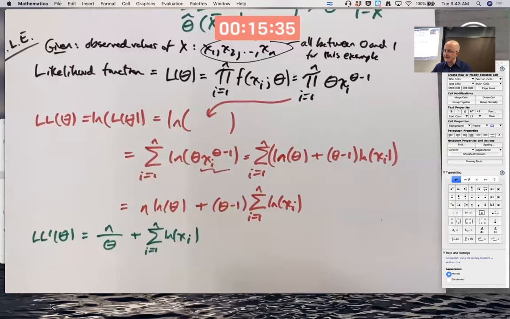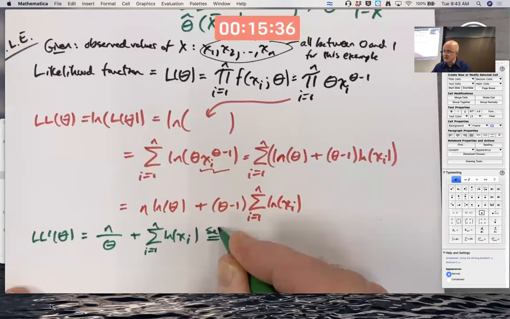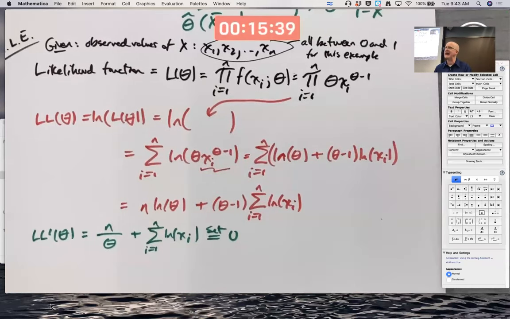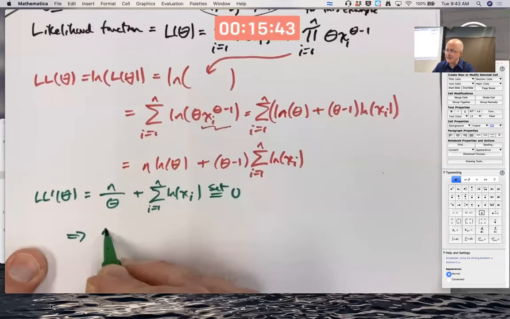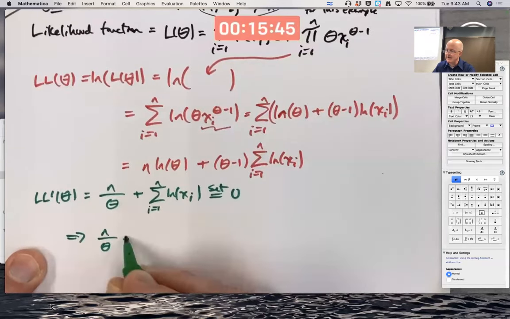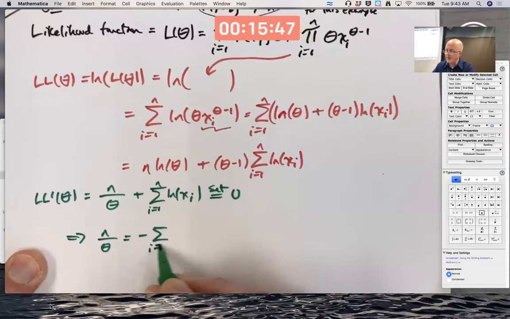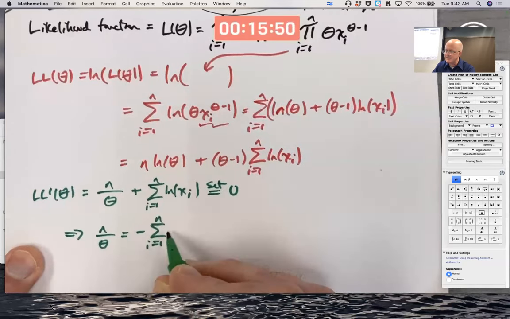There's the derivative, set it equal to 0. Solve for theta. It seems like we're going to get negative signs. And then we're not going to be able to get rid of the negative sign. Will that work out okay? Shouldn't theta be positive?